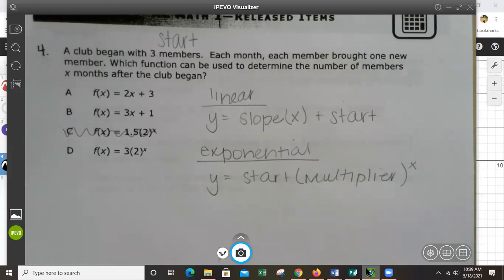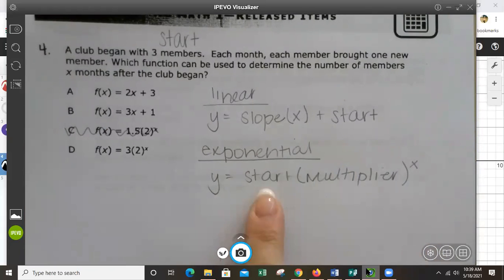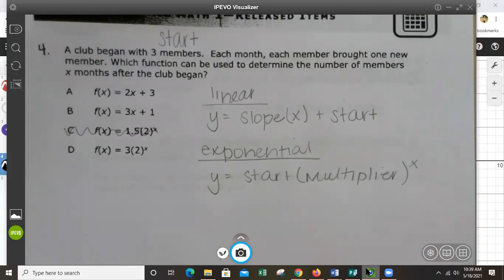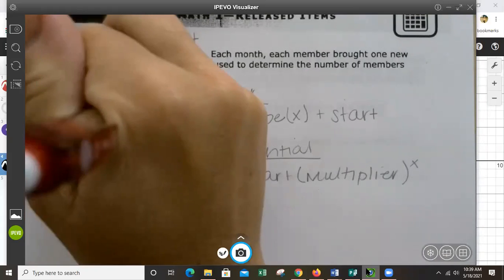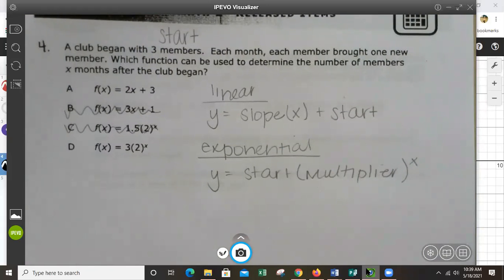So which one can I eliminate? Look, stop guessing. We have a start on the end. Our start is 3. Or we have a start in front of the parentheses. Which one can I eliminate? Say it again. Why B? Right, it doesn't have the 3 in the end or in front of the parentheses. Is everybody good?